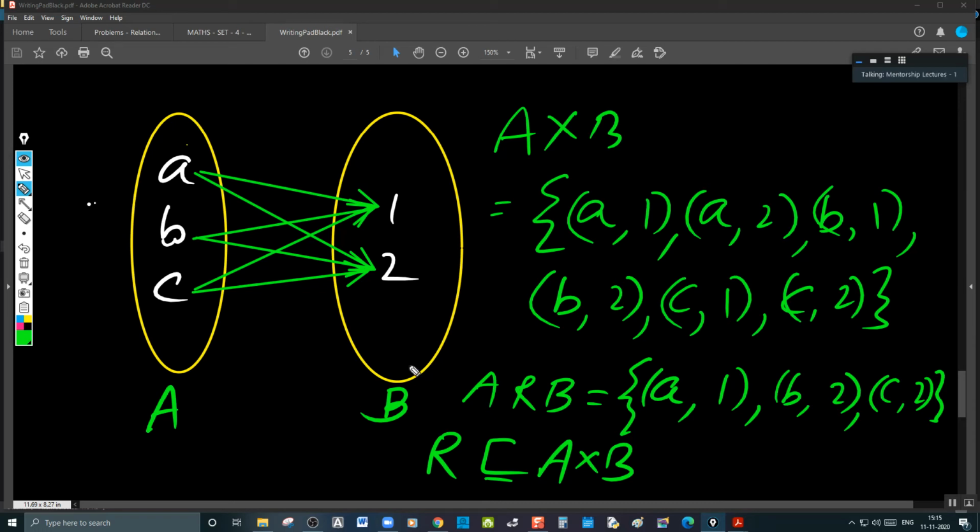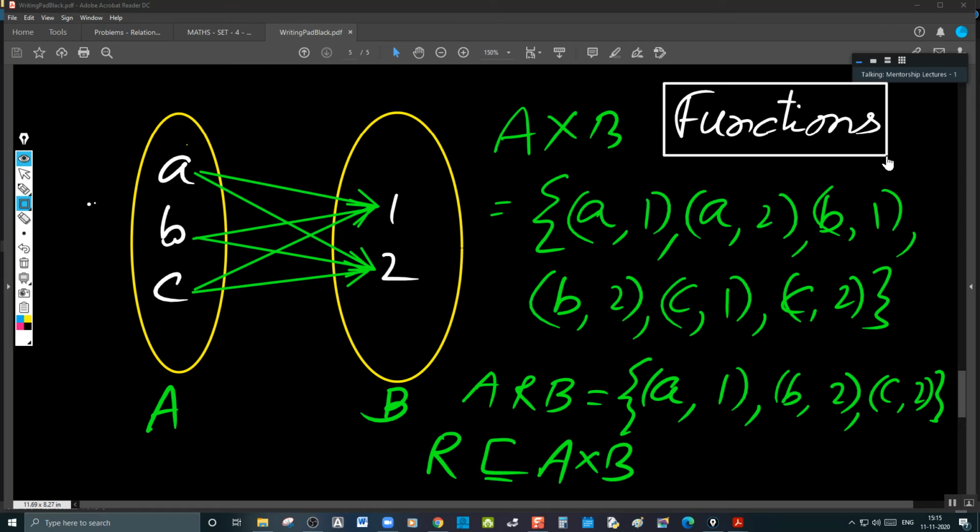Okay, first of all, let me explain how this will be extended to functions, so that you will be more comfortable with functions, because functions is the most important topic. The extension to relations is functions. Every function is a relation, but every relation need not be a function. There are some restrictions for functions.